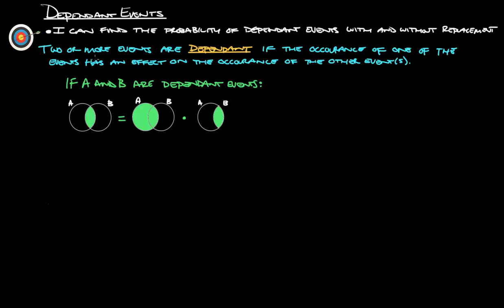I'm going to take you through the notes on dependent events. At the end of this, you should be able to say, I can find the probability of dependent events with and without replacement. All right, so first thing, two or more events are dependent if the occurrence of one of the events has an effect on the occurrence of the other event.